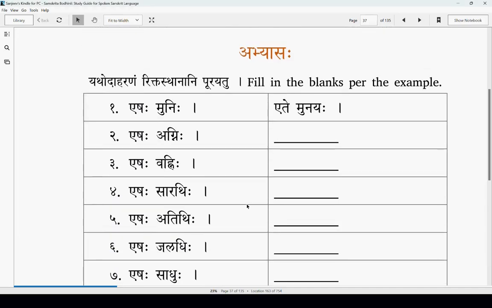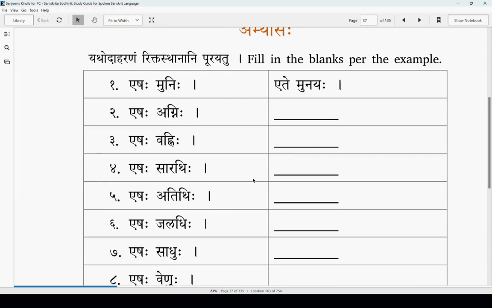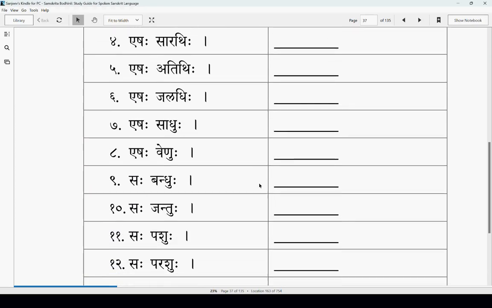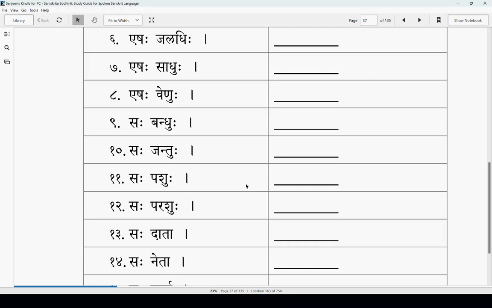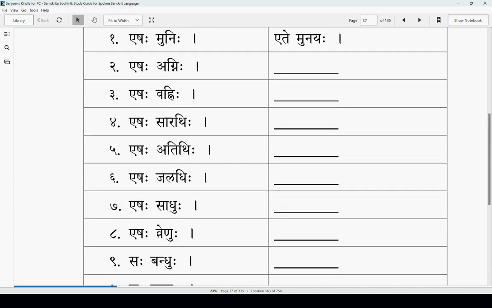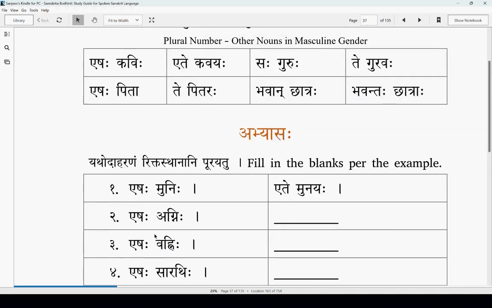Some more exercises here. Esha muni, munayah; agnihi, agnayah; vahnihi, vahnayah; sarathi, sarathayah, etc. Here jalati, sadhu, ukara ending: sadhu, sadhavah; venu, venavah. I mean, esha remains the same here. Ete remains the same for all these pullinga words. Data, datarah; neta, netarah; parashuh, parashavah; and then karta, kartarah. There is a small difference here, just to highlight that you might miss.